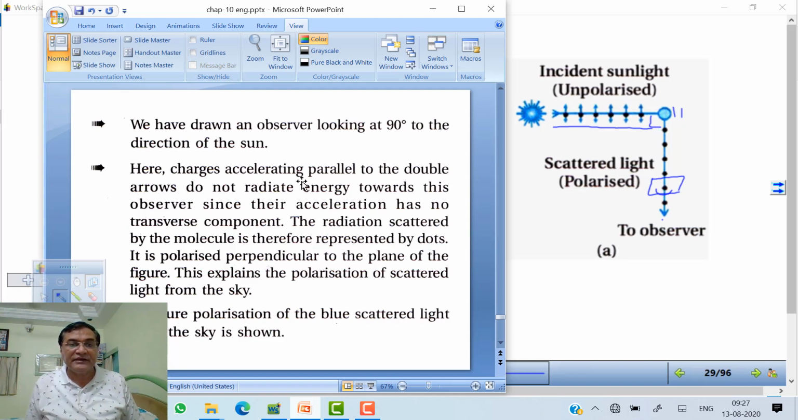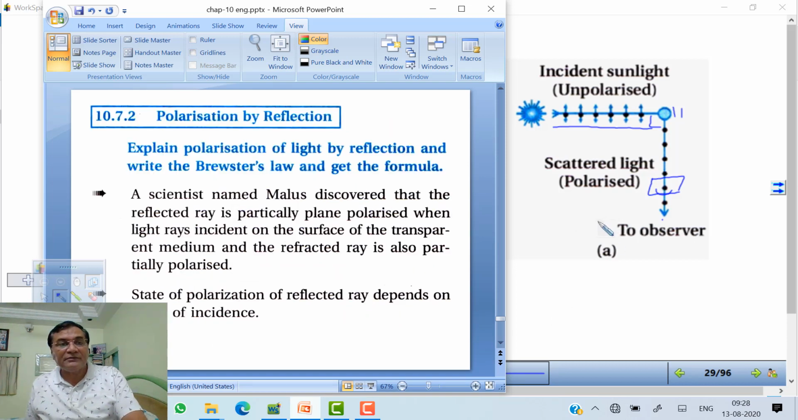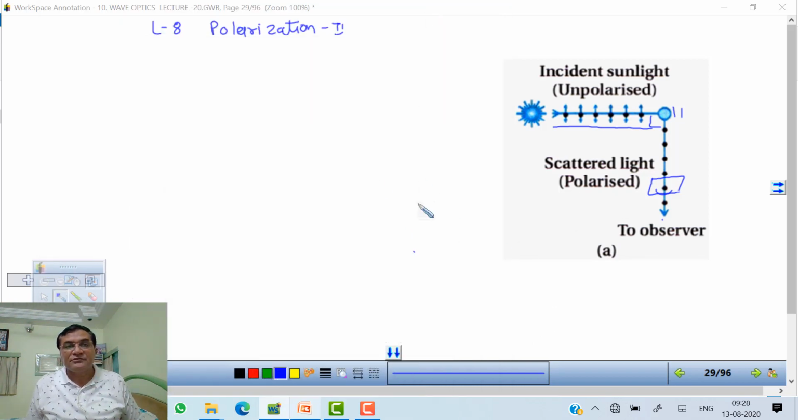Here the charges accelerating parallel to the double arrow do not radiate energy toward this observer since their acceleration has no transverse component. The radiation scattered by the molecule is therefore represented by the dots, perpendicular to the plane of the figure. This explains the polarization of the scattered light from the sky. In the figure, polarization of the blue scattered light from the sky is shown. So this is one thing: the atmosphere gets polarized.